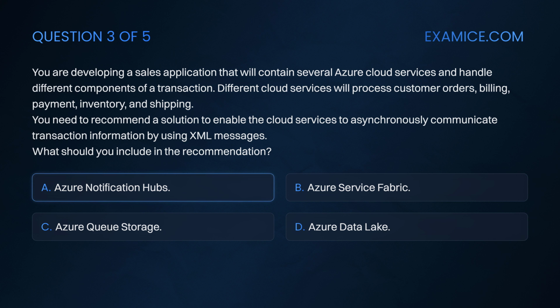Option A, Azure Notification Hubs. Option B, Azure Service Fabric. Option C, Azure Queue Storage. Option D, Azure Data Lake.